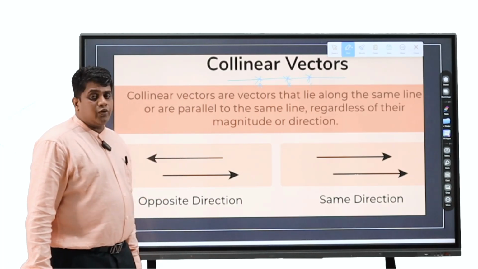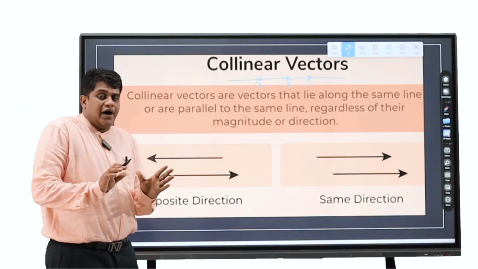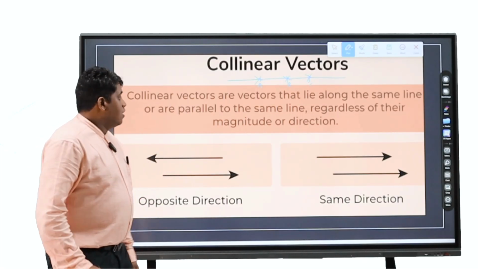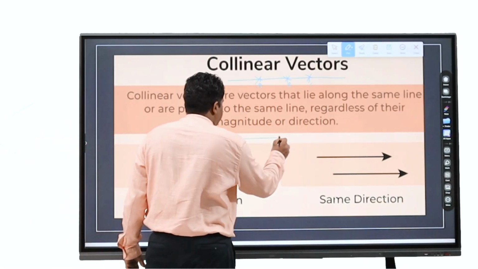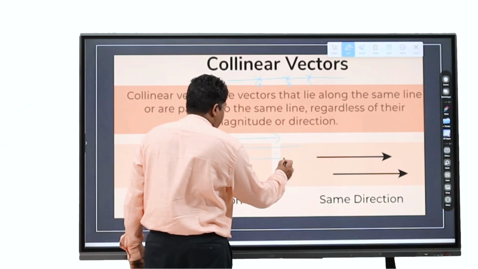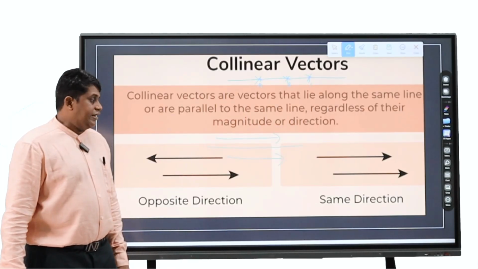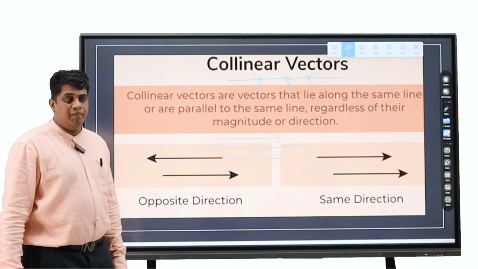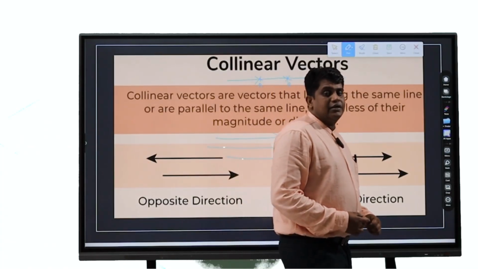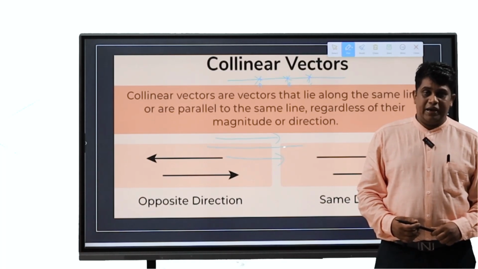But what about collinear vectors? Collinear vectors are not the vectors which are lying on the same line, but they are parallel to the same line. Let this be a line and these two vectors are parallel to the same line. That is why these vectors are said to be collinear vectors, irrespective of direction and magnitude. That is, if two vectors are collinear, then they are parallel to the same line, irrespective of direction and magnitude.